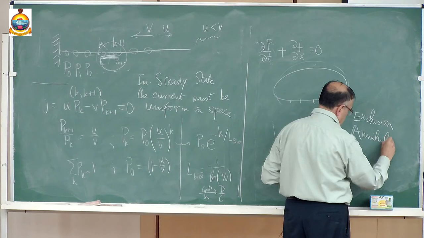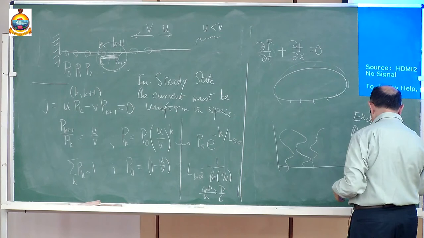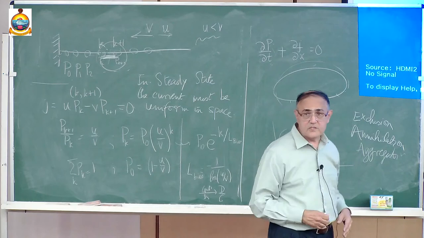Could be aggregation. If two things meet, then they stick and then they move together. The reason these are important is because all these happen in one context or the other. In fact, colloids often aggregate, and this is a very important process. And there are three or four more things you can put down.